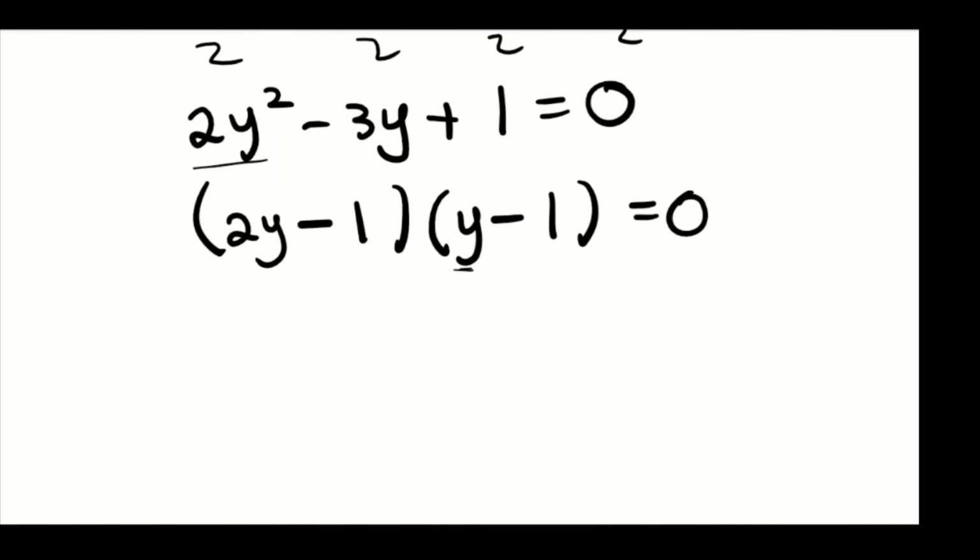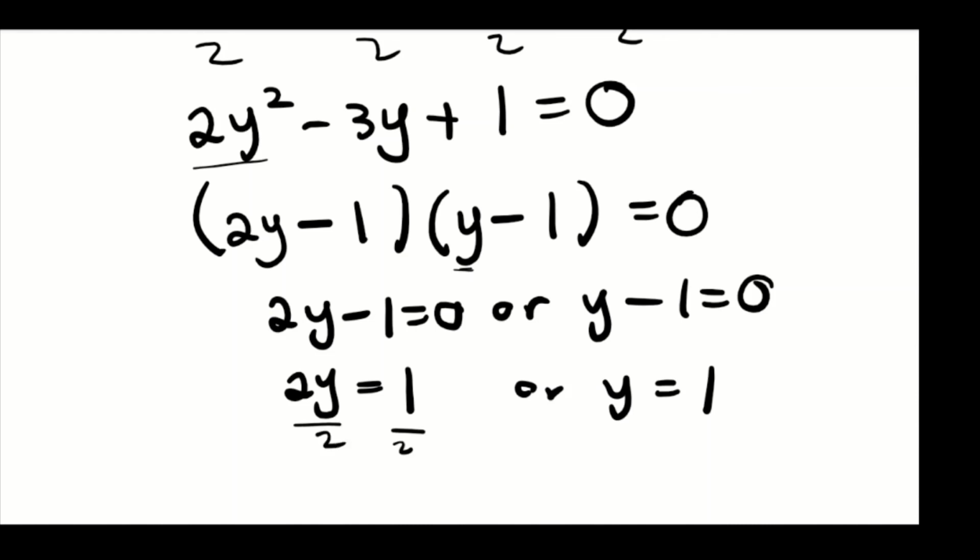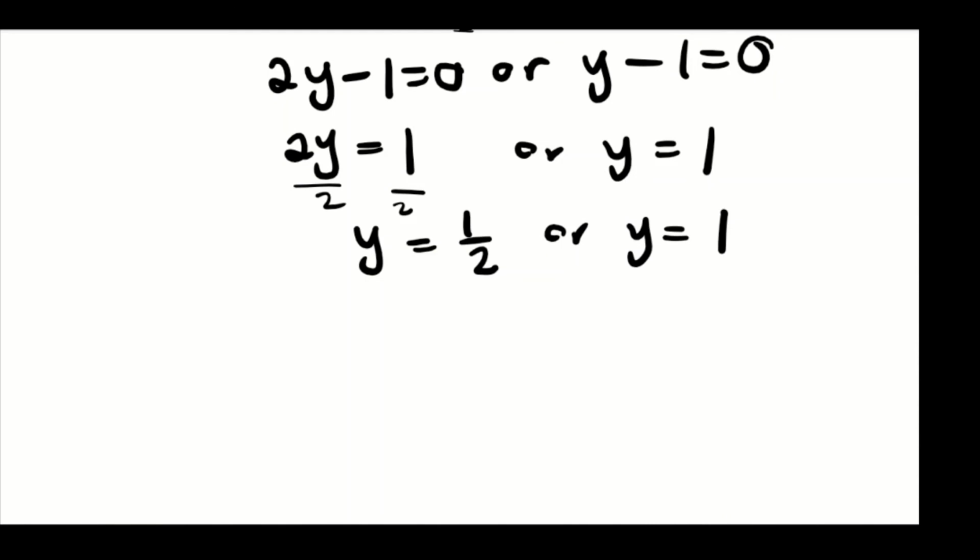So to find our solutions of y, we're going to say 2y − 1 = 0, or y − 1 = 0. So it's going to be 2y = 1, or y = 1, and then divide by 2 here. We have y = 1/2, or y = 1, right? So we have our solutions of y, but we need solutions of x.